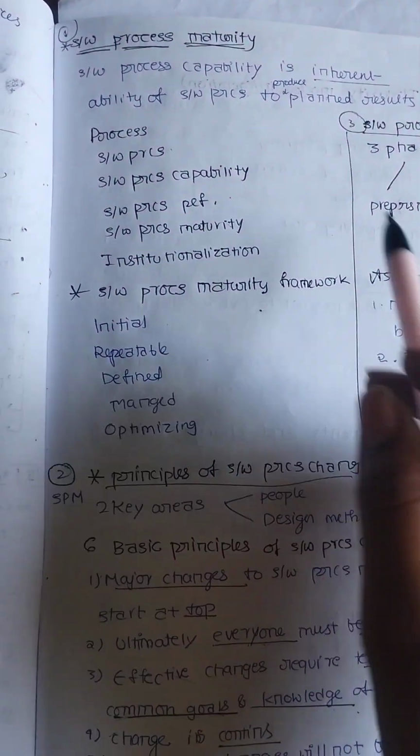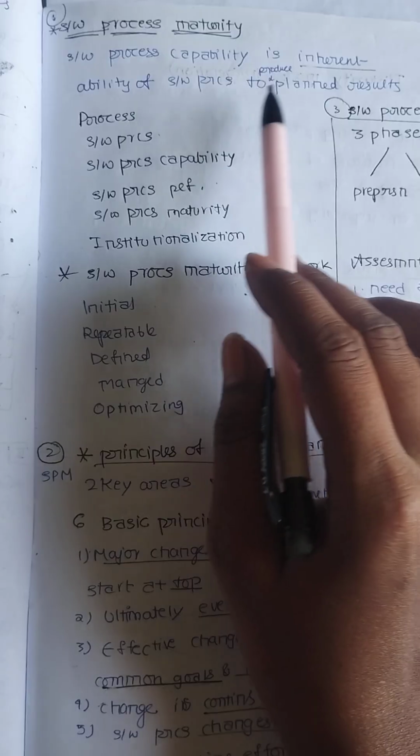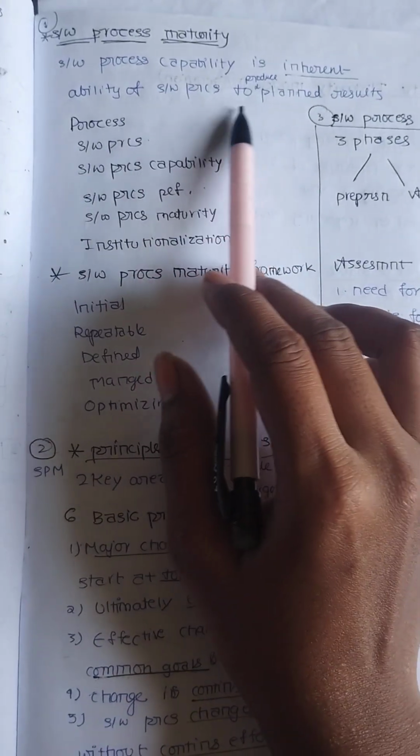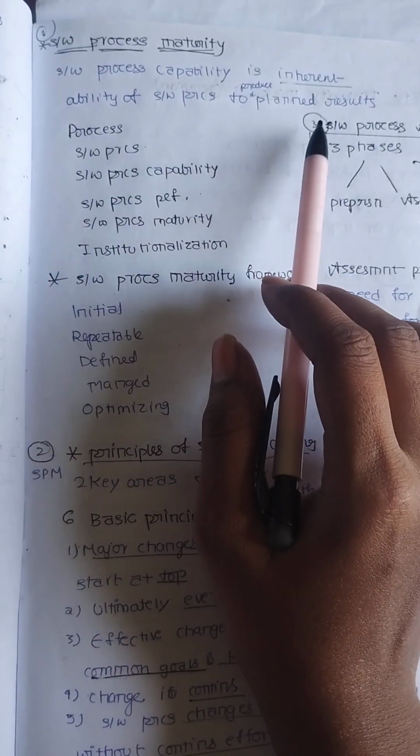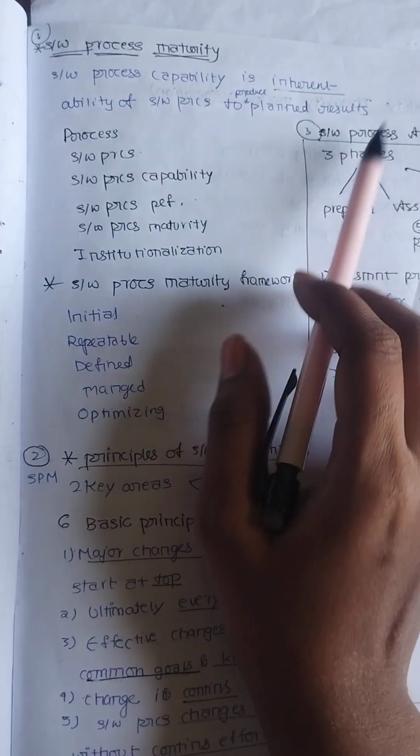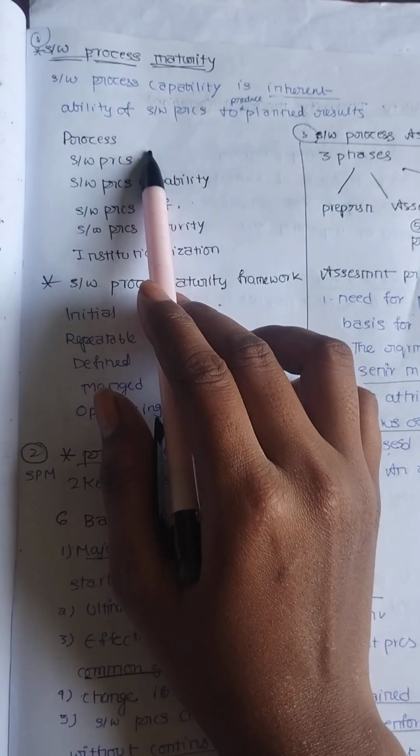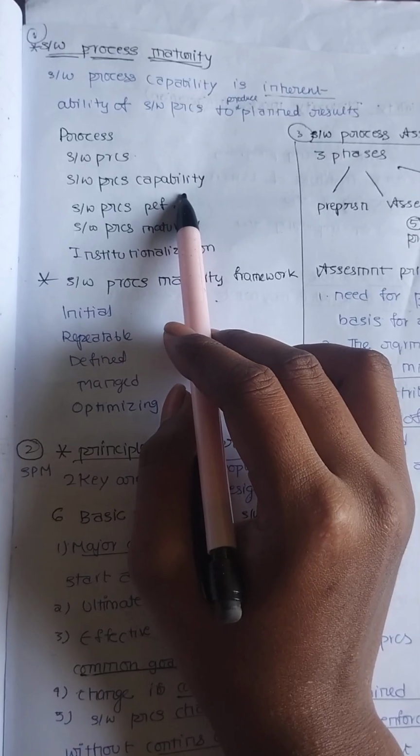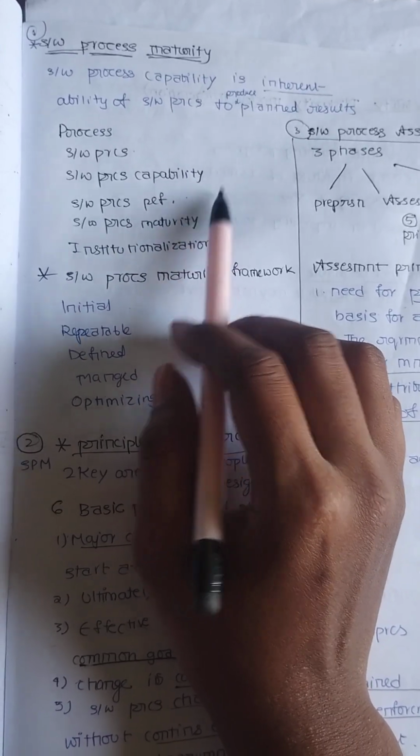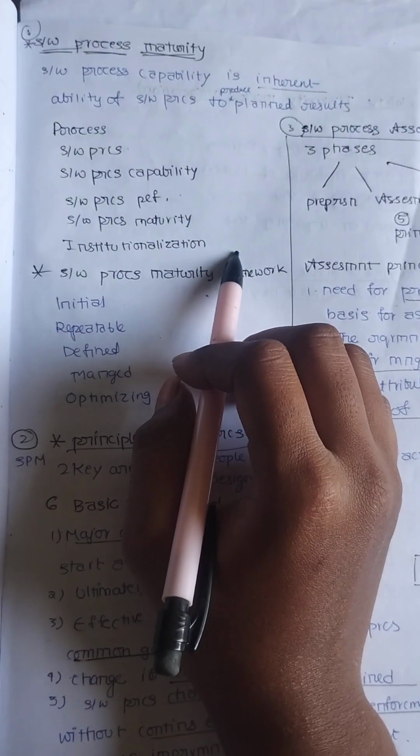Now let us learn software process maturity. What is software process capability? Software process capability is the inherent ability of a software process to produce planned results. Software process capability, software process performance, software process maturity, and institutionalization.